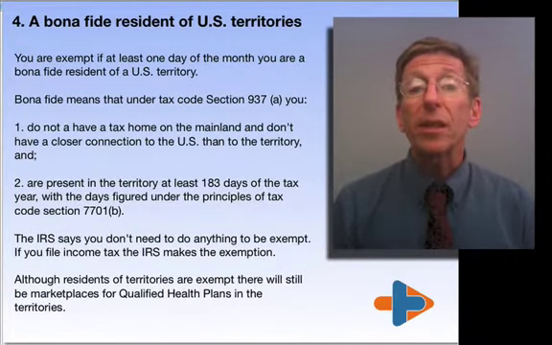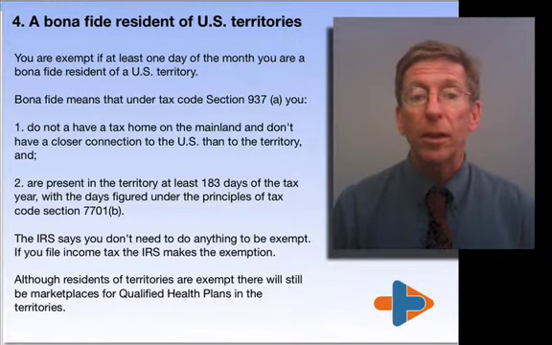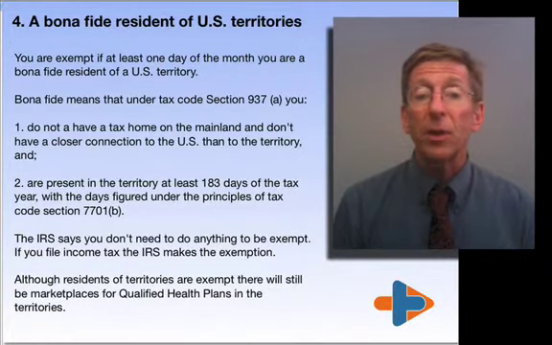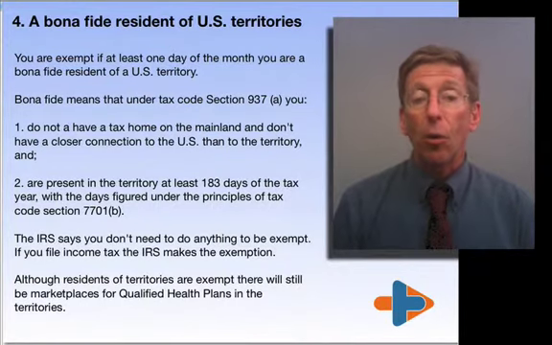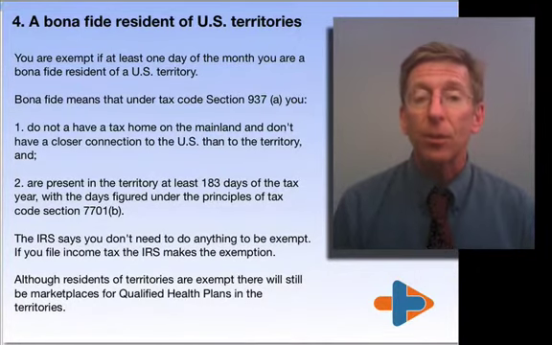4. A bona fide resident of U.S. territories. You are exempt if at least one day of the month you are a bona fide resident of a U.S. territory. Bona fide means that under Tax Code Section 937(a), you 1. Do not have a tax home in the mainland and don't have a closer connection to the U.S. than to the territory, and 2. Are present in the territory at least 183 days of the tax year with the days figured under the principles of Tax Code Section 7701(b). The IRS says you don't need to do anything to be exempt. If you file an income tax return, the IRS makes the exemption. Although residents of territories are exempt, there will still be marketplaces for qualified health plans in the territories.